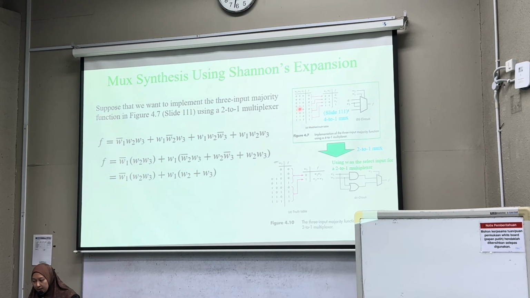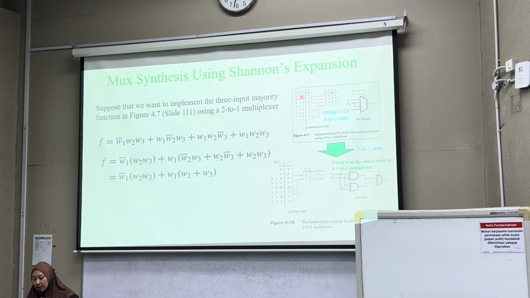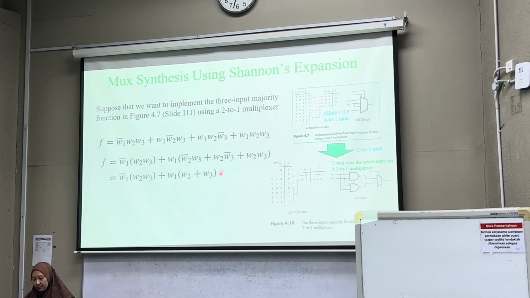So W1 bar, W2, W3, or with W1, W2 bar, W3, or with W1, W2, W3 bar, or with W1, W2, W3. Okay, so this is from your SOP function of this 3-input majority function. And then what you do next is you simplify it, you factor out W1 out of this, you have this expression here. W1 bar, W2, W3, or with W1, W2 bar, W3, and so on. And from here also you can find that this is the same as this.